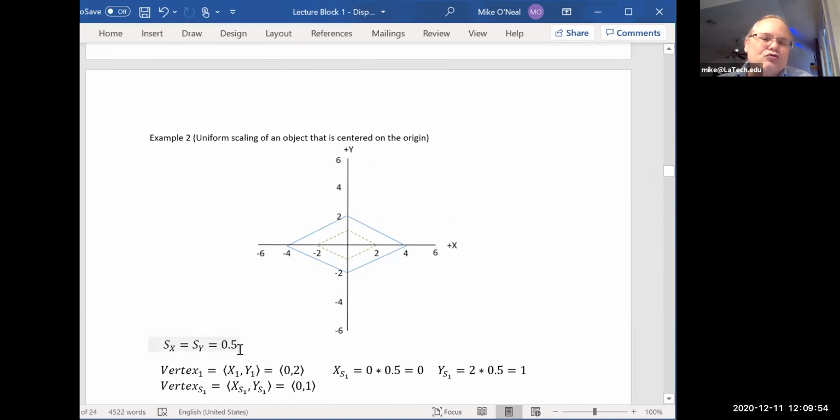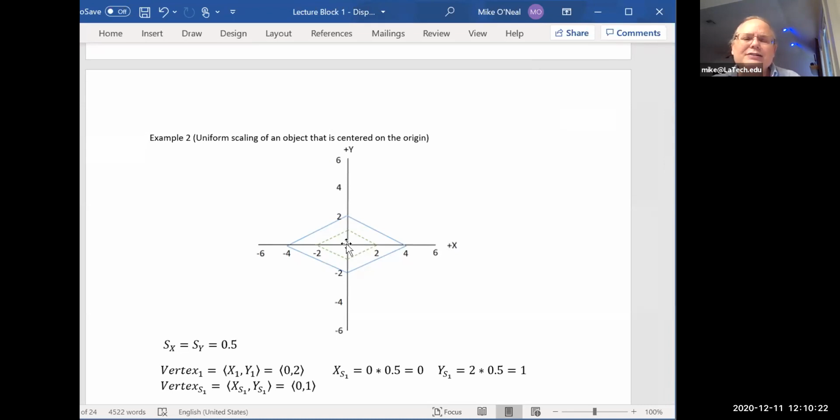Well, let's say that I want to shrink the object to 0.5. Well, it moves from the blue object to the green object. Green object's the new object. And you can see that the green object is smaller, but it didn't move. It didn't move because it was already centered on the origin. So that's the secret. If your object is centered on the origin, it won't move when you scale it.